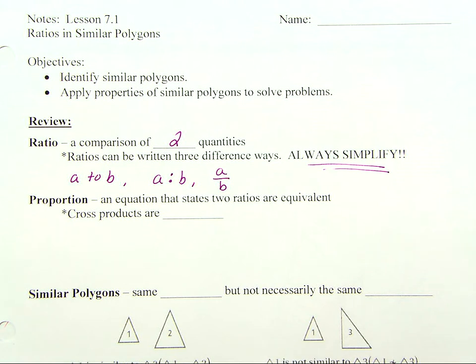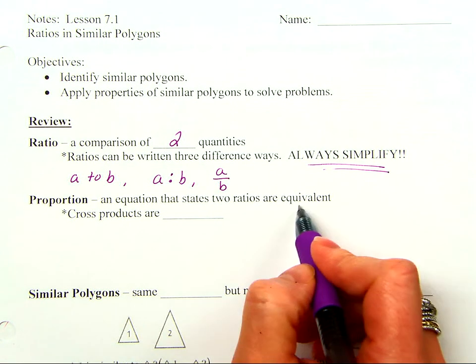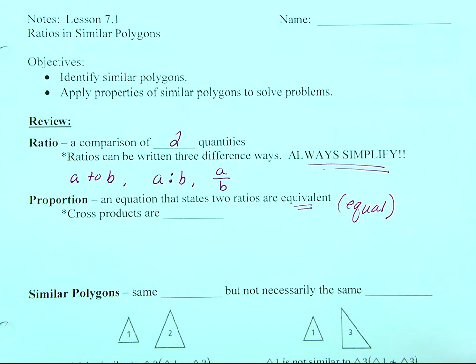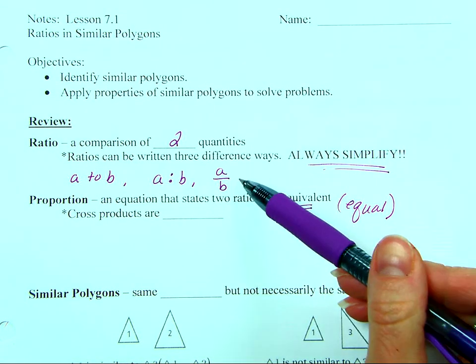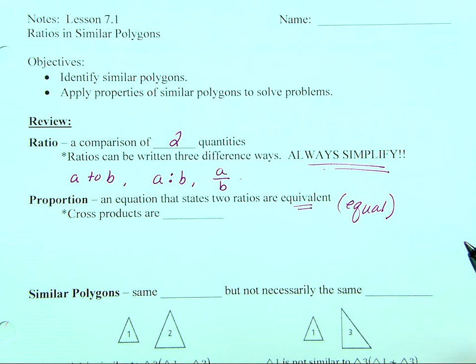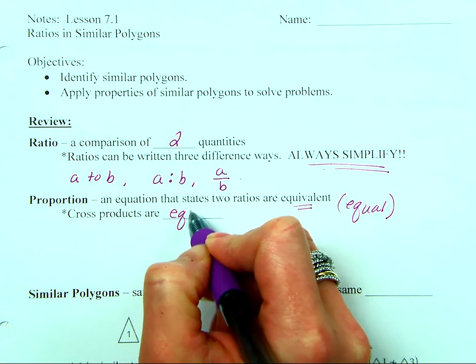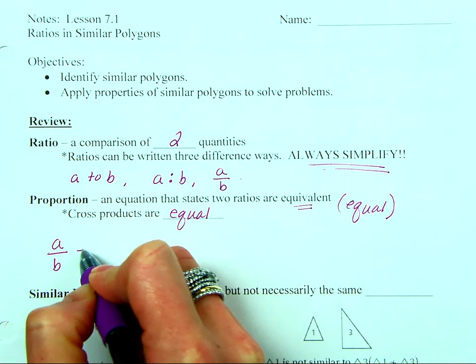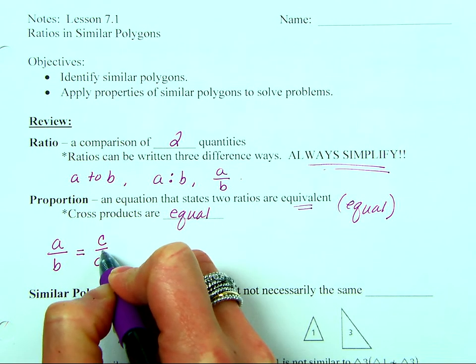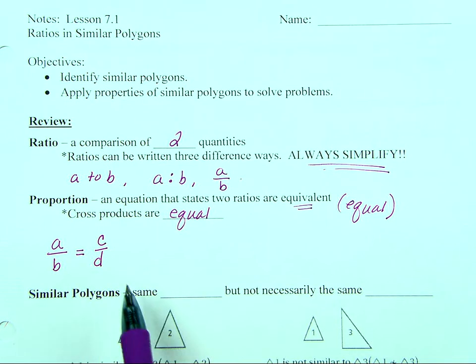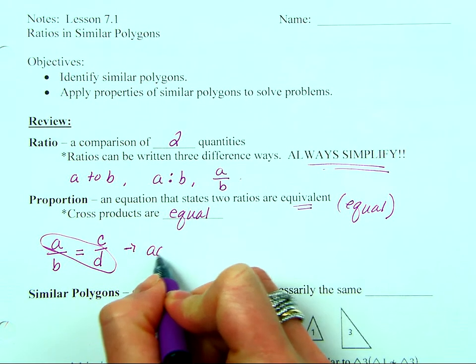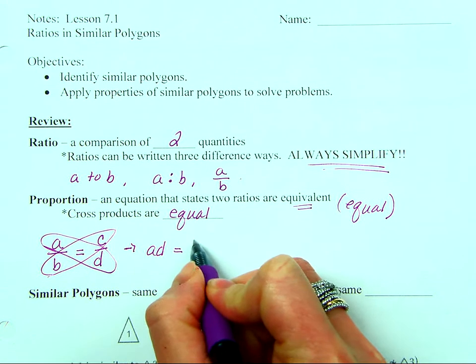Now, a proportion is an equation that states two ratios are equivalent, which we know means that they are equal. So if I were referring to my ratio as a fraction, my proportion is going to show two equal fractions. When you have a proportion, your cross products are equal. And so if I had A over B and C over D, if they were a proportion, they would be equal. My cross products equal would mean that the product of AD would be equal to the product of BC.